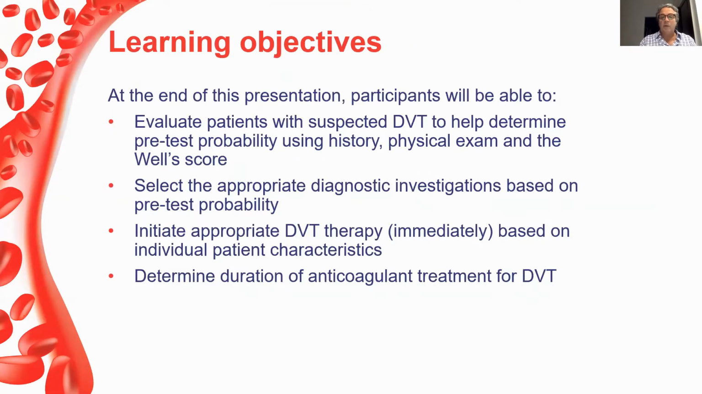So about this talk, we want to talk about how do we, in our offices, evaluate patients with suspected DVT to help determine whether they actually have a DVT using history and physical exam and the Wells score. We're going to talk about what diagnostic investigations do we order in our office to help us establish a pretest probability. We're going to talk about initiating appropriate DVT therapy, and most importantly, when do you initiate DVT therapy? And the answer is immediately. So I've given that away. And I think most importantly for us in primary care is to determine how long do we anticoagulate our patients for.